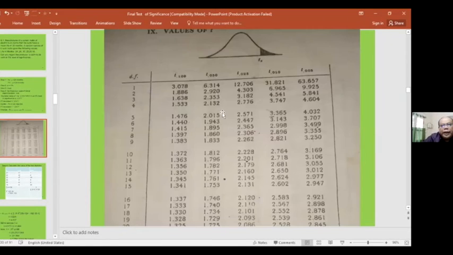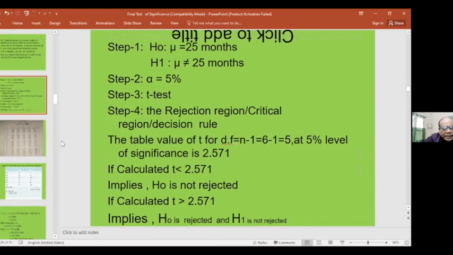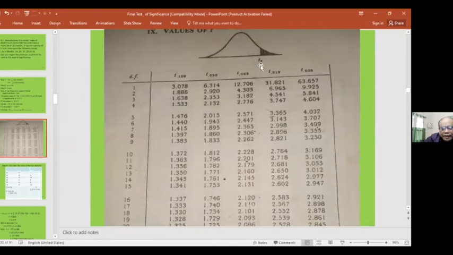So here, why are we dividing? See, this table is for a one-tail test, but the symbol I'm using here is for a two-tail test. So 5% should be divided by 2. When you divide 0.05 by 2, it is 0.025. So for the two-tail test, 0.025 will be here, and another 0.025 will be here. Together 5%. So 0.025 for two-tail test, so the value is 2.571.